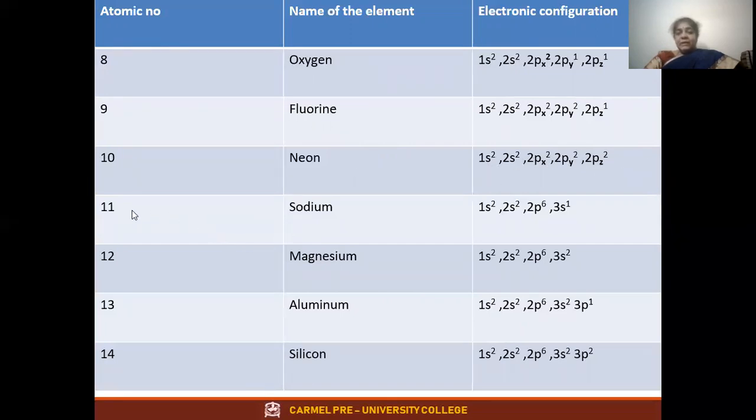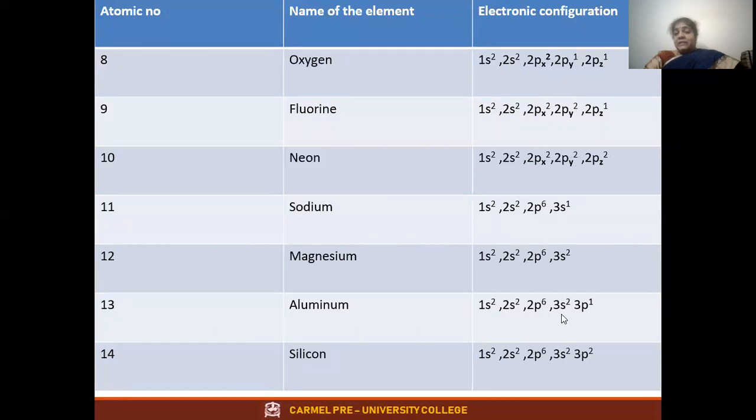What about sodium? Sodium is 11: 1s2, 2s2, 2p6, 3s1. All together I have written 2p6 because I have shown it completely filled. So it is 3s1. Next, magnesium is 12: 1s2, 2s2, 2p6, 3s2. So here it is completely filled. Now coming to aluminium, 13: 1s2, 2s2, 2p6, 3s2.